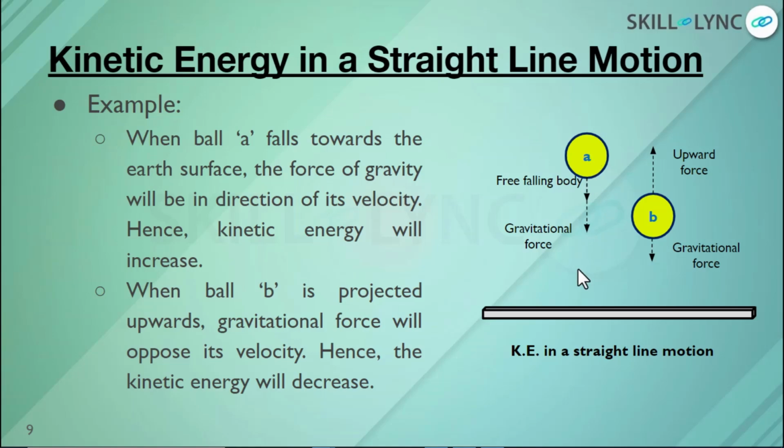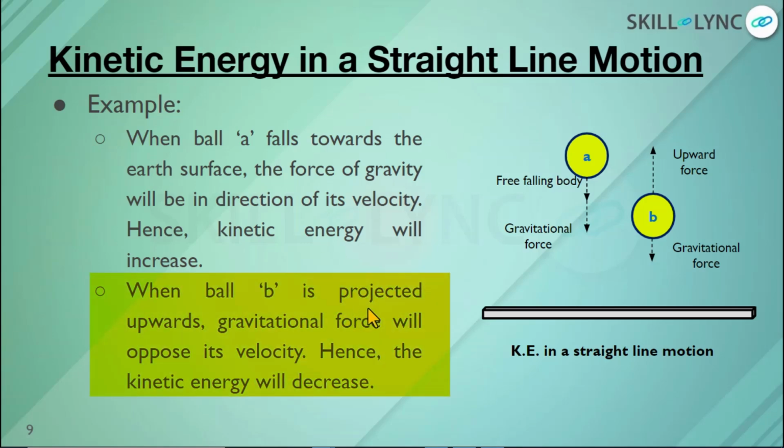As the ball is falling downwards, the velocity would be acting in the downward direction, and the gravitational force would definitely act in the downward direction. So both velocity and gravitational force will be in the same direction, thereby causing a change in kinetic energy, and that change would cause an increase in kinetic energy.